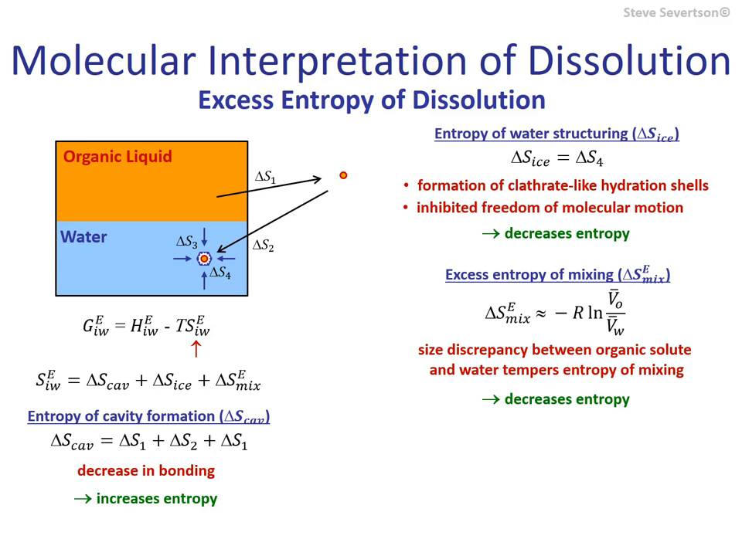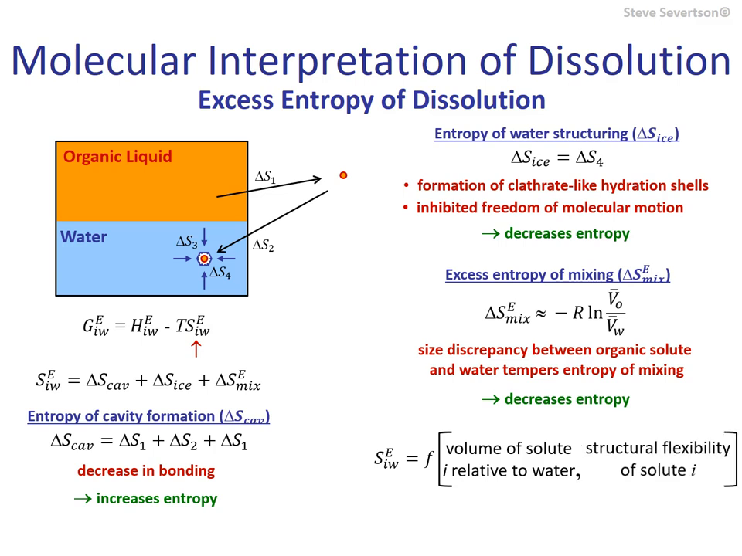Thus, the structural characteristics that govern excess entropy are the volume of the solutes as well as their flexibility. The influence of the former is small, but the latter can be significant for species possessing long, flexible, nonpolar regions.